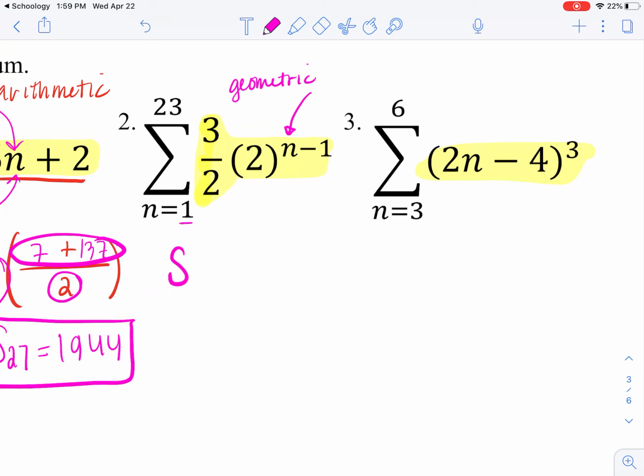So I want the sum of, how many terms are there? 1 through 23 is 23 terms. All right, now geometric formula is the first term. So I need to know what the first term is. Now remember, this is in the form a sub 1 times r to the n minus 1. So this is a, 3/2, times the quantity of 1 minus r. R is 2, right? It's 2 right here. So I have 2 to the nth power, which is 23, divided by 1 minus r, which is 2.